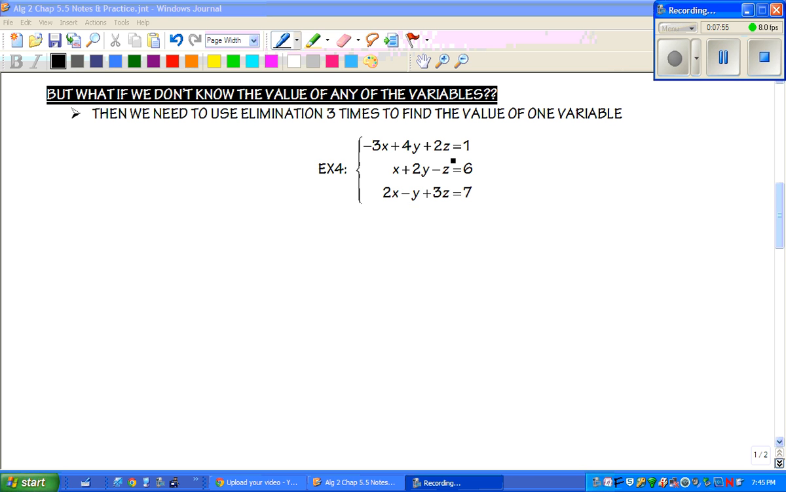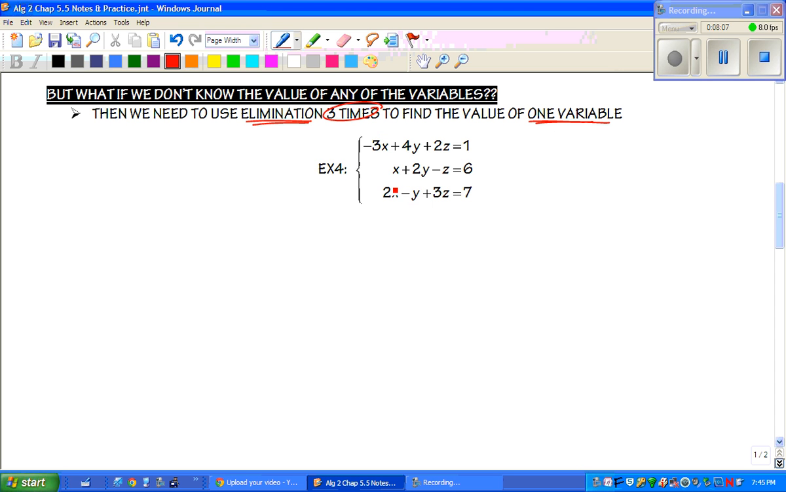Okay, so what if we don't know the value of any of the variables? Sounds like a lot of work. Well, then we need to use elimination 3 times to find the value of one variable, okay? So, we're just going to highlight these real quick. And for you guys, if you just want to write A, B, and C.